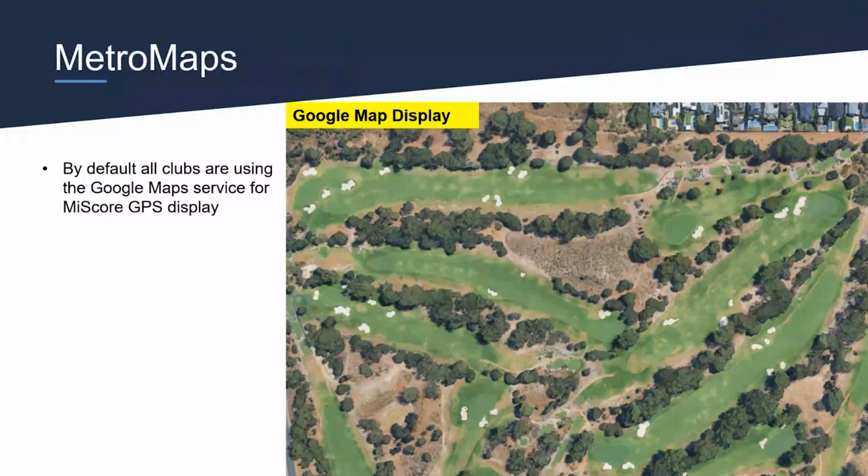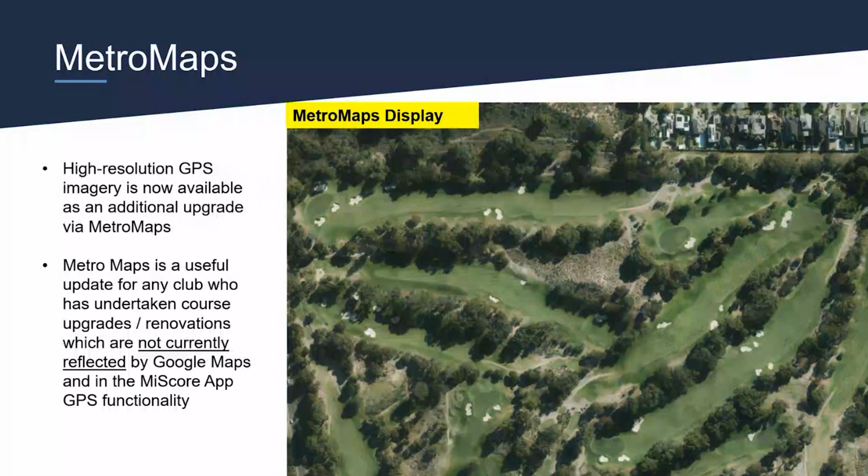Now, Metro Maps is a new feature that we have available. By default, everyone will be on the Google Map display for MiScore. So what we do is we take the latest version of the Google Map satellite image and we import it into our system, which then displays in MiScore. However, Google can be a bit slow in updating any changes. So if you're a club that has frequent course changes, you might find that in MiScore it's not reflecting the current version of your course.